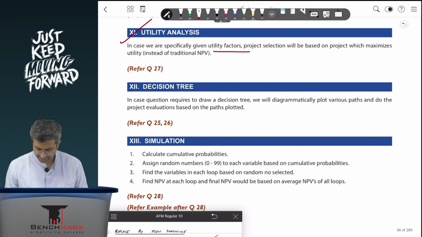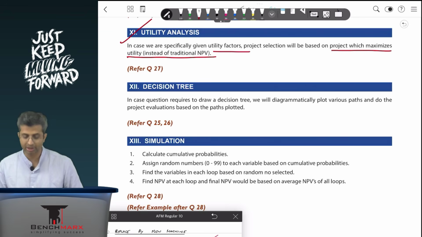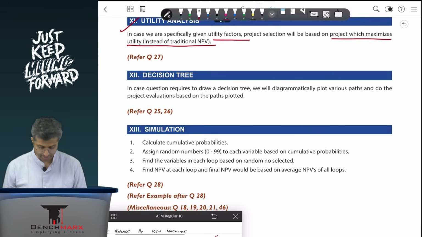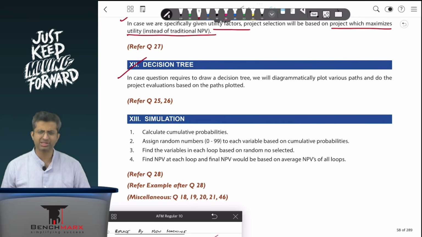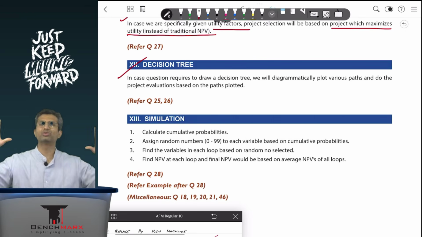If utility factors are given, selection of project will be based on the project which gives you the highest utility and not necessarily based on traditional NPV. Then there's a decision tree analysis where you might have different possibilities, and based on that you have to come to a conclusion, in which case you might have to make a chart.